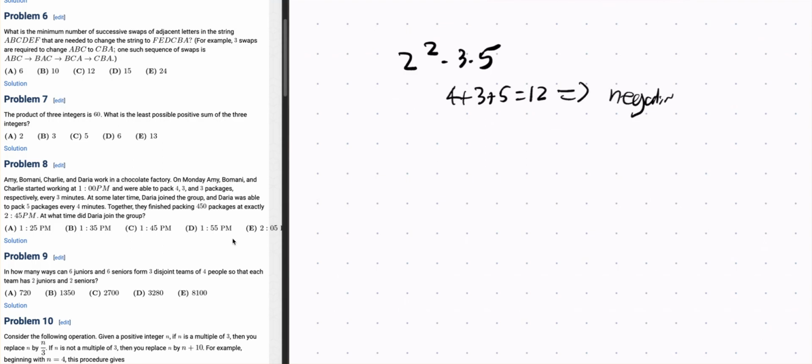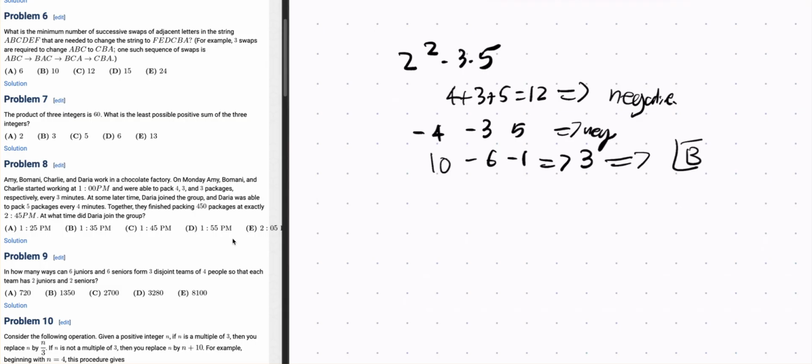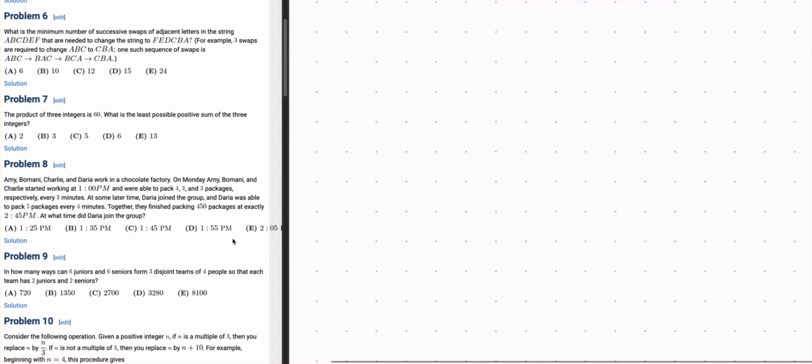So let's try to find something that can give us the smallest possible. Negative 4, negative 3, 5 doesn't work because that's positive. So let's try another one. Let's try 10, negative 6, negative 1. That gives us 3. And I don't think we can do any better than that. So the answer must be 3, which is B. That's problem 7. For problem 8 now.